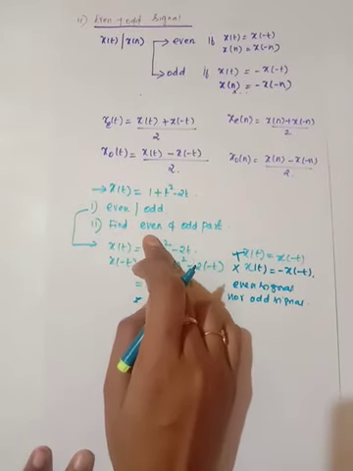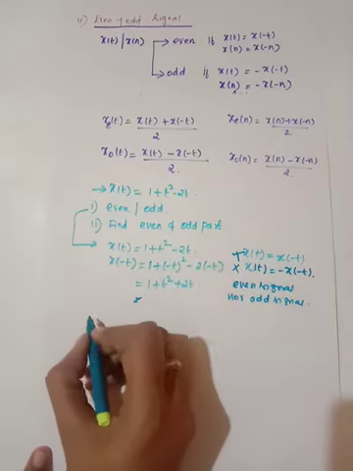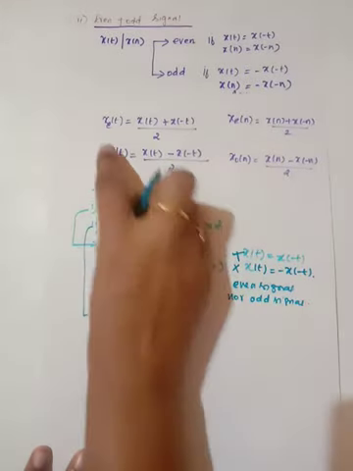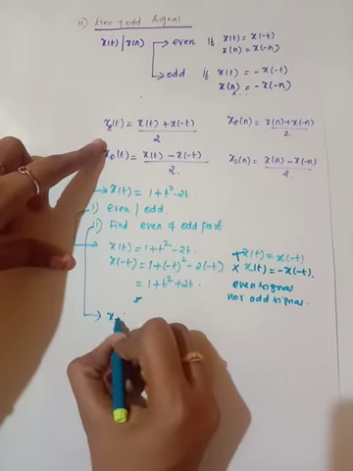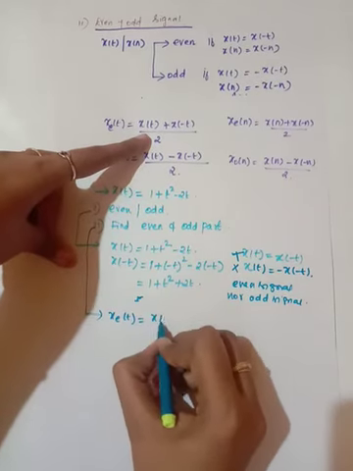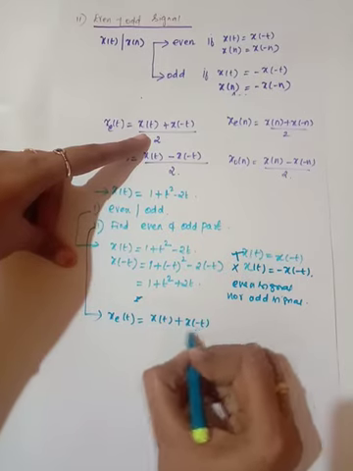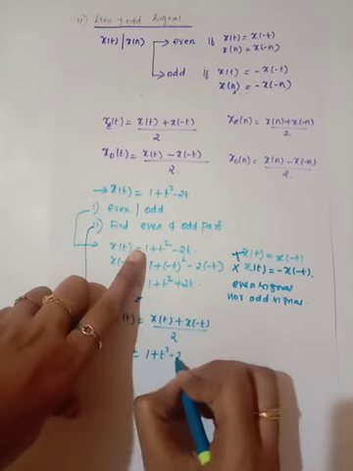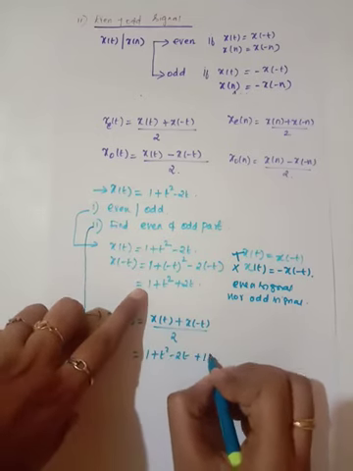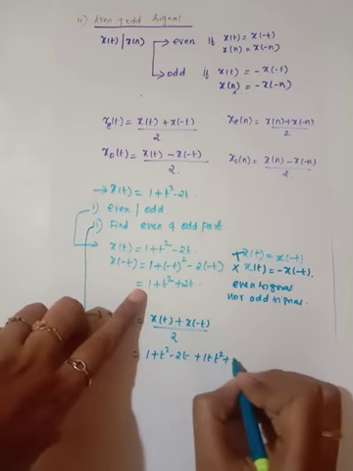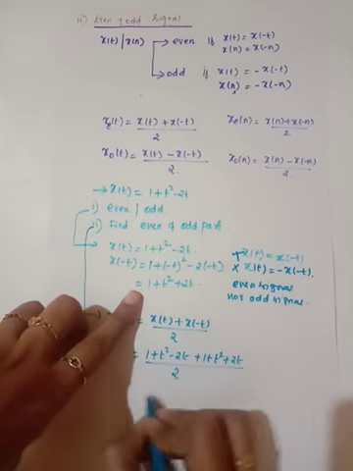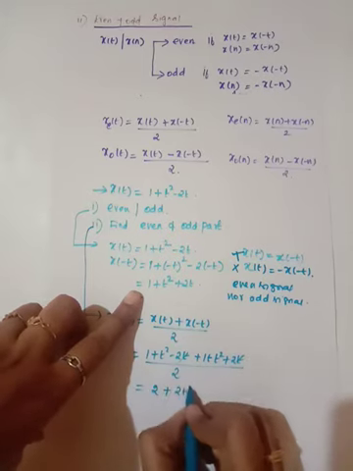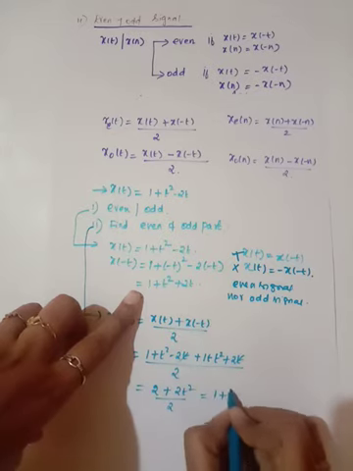Now we are going to find the even and odd part of the signal. So what is the formula? We need to find x e of t equal to x of t plus x of minus t divided by 2. What is x of t? We know 1 plus t square minus 2t. What is x of minus t? 1 plus t square plus 2t, divided by 2. When you simplify this, the 2t will get cancelled. We get 2 plus 2t square by 2, which is equal to 1 plus t square.